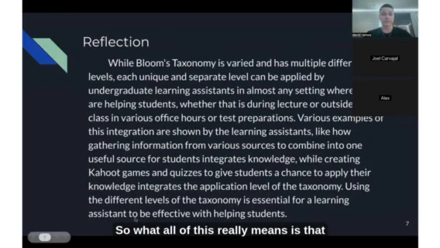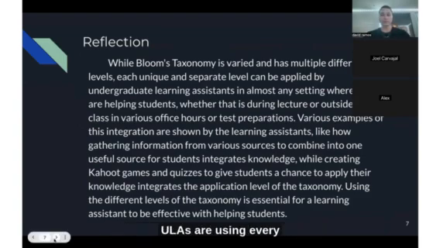So, what all of this really means is that both inside and outside of lecture, ULAs are using every single level of Bloom's taxonomy to help and encourage students' learning on every single level. And all of this is backed up with our sources and our bibliography.